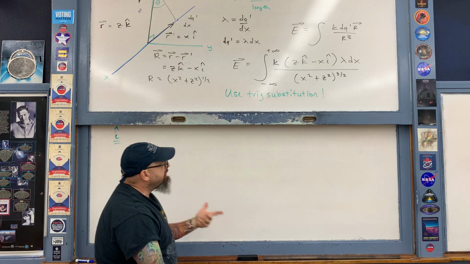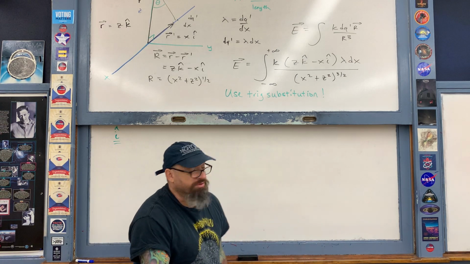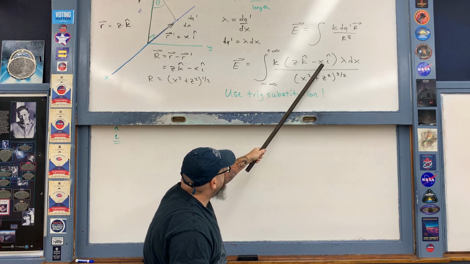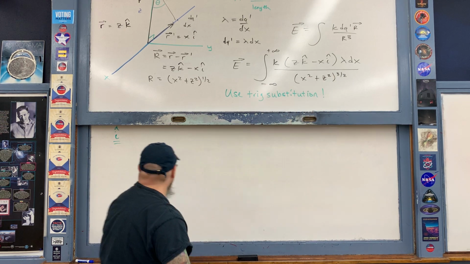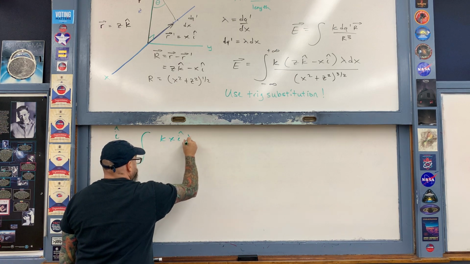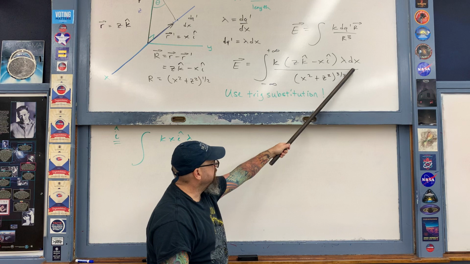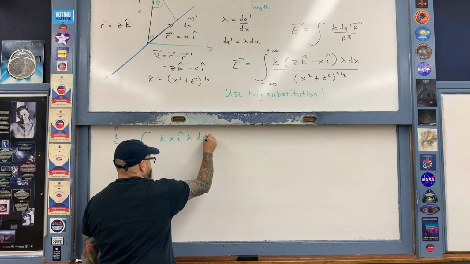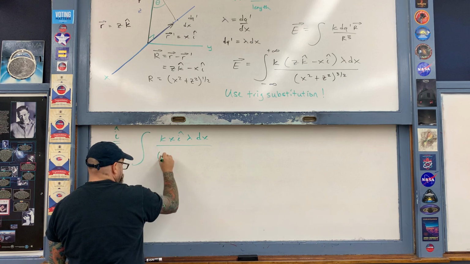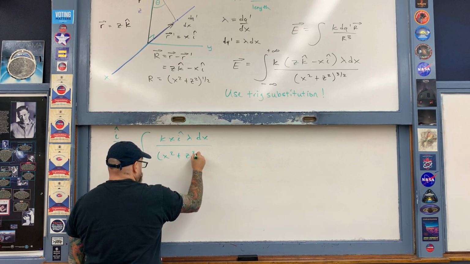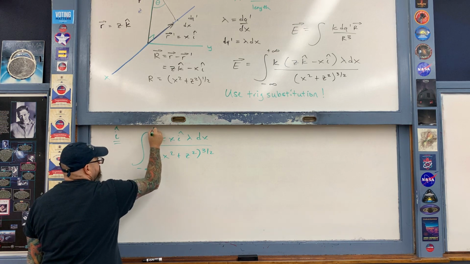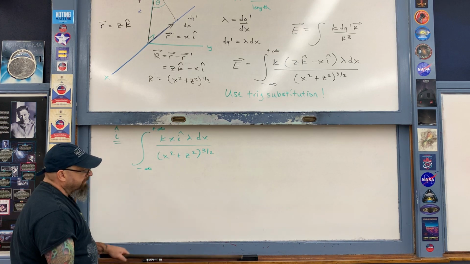Okay, now let me write the integral itself before we do this trigonometric substitution. So I'm going to have here k x I hat lambda, multiplied by dx, and then divide right here by the denominator. I haven't switched variables yet, so we're integrating from negative infinity to positive infinity.